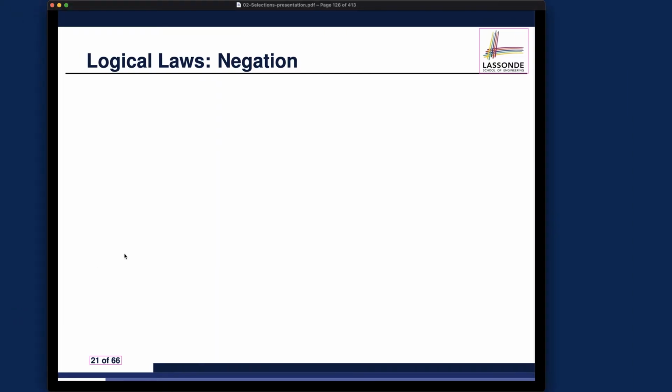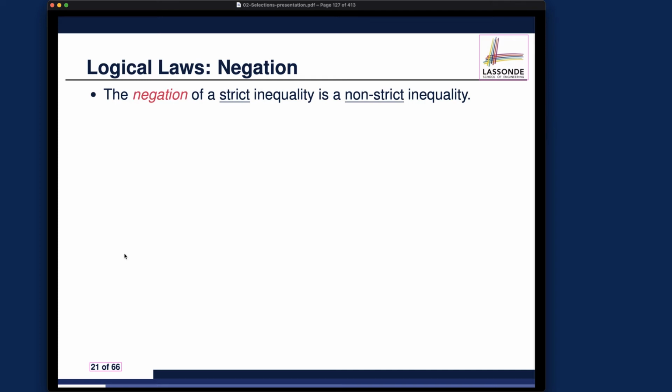So we'll start by talking about logical laws for all three logical operators. Let's start with the negation. That's the easiest one. And then we'll go on to the logical conjunction and disjunction as well. Okay, so the negation of a strict inequality is simply a non-strict inequality. Let's see what I really meant over here. Let's just see one example, and then you'll see the rest.